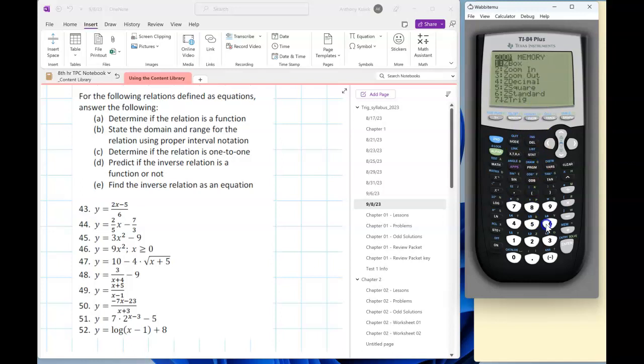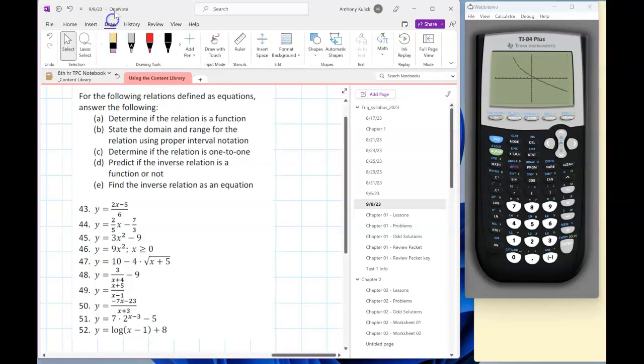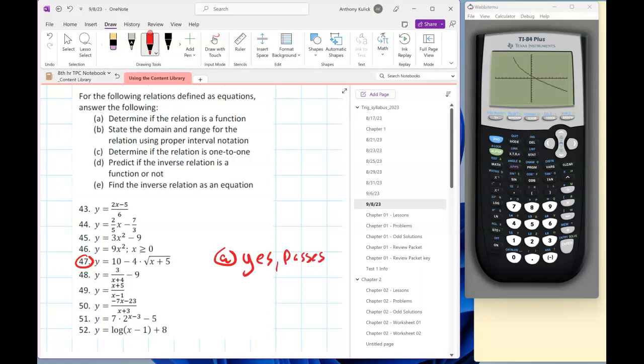Again, I graph stuff all the time, all day. So like, who knows what my window looks like right now? I'm just doing that as a starting point. So there's my function. That's 47. Is that a function? Definitely, right? Passes the vertical line test.